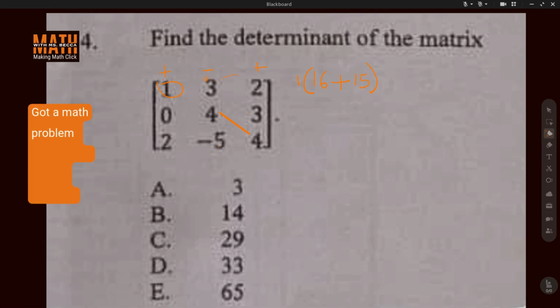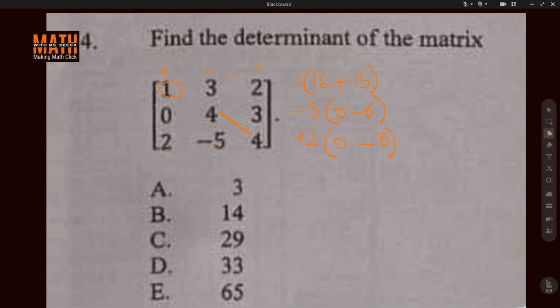Then for the second one now, we have minus 3. Then let's take our bracket 0 times 4, that's 0. Then minus 2 times 3, that's 6. Now for the third one, we have 2. So this will be plus 2. Bracket 0 times negative 5, this will give 0. Then minus 2 times 4, this will give 8.